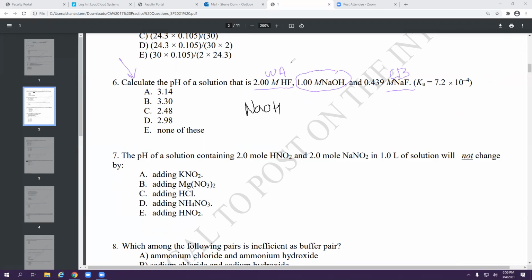So I'm going to draw this in black. NaOH plus HF will make NaF plus water. But do we care about the water? No. So you just cancel the water out or just forget about it. Okay. Now we're going to do an ice table.